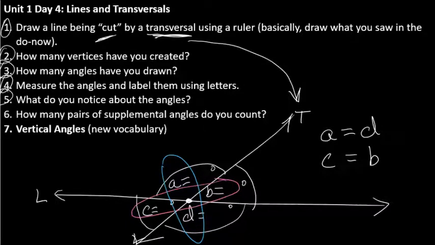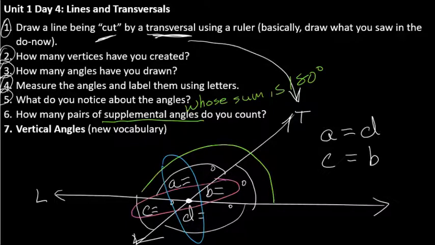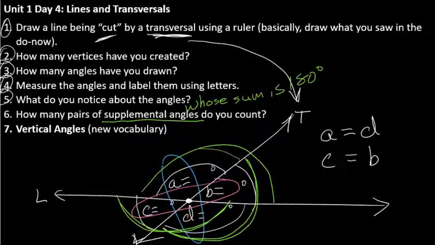How many pairs of supplemental angles do you count? If you remember, supplemental angles are angles whose sum is 180 degrees. So I've got one pair of supplemental angles there, another pair here, another here, and another here. So if you count them, there's four pairs of supplemental angles.